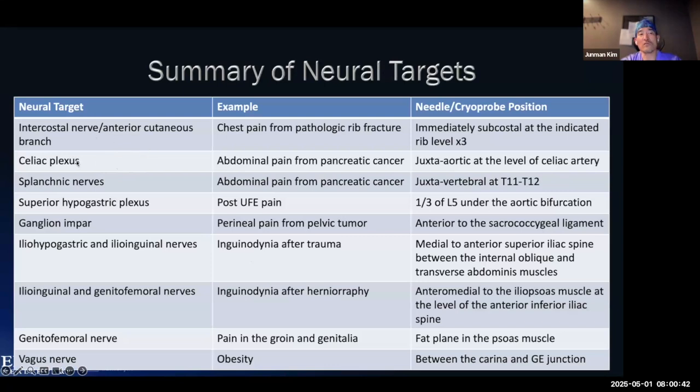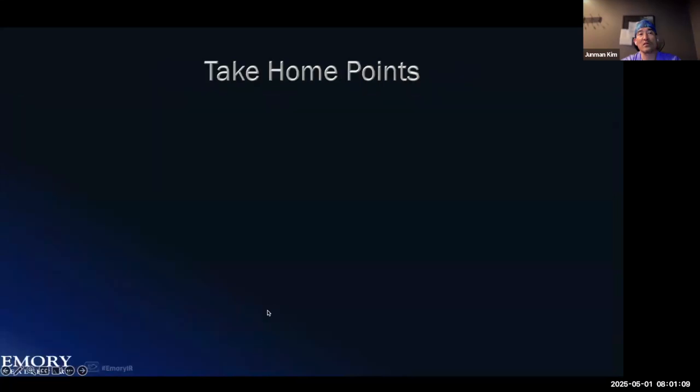Can do intercostal, celiac plexus. We rarely do splanchnic. We do a lot of these. Superior hypogastric plexus for post-UFE pain. Ganglion impar, which is a difficult name for presacral. Sometimes we do iliohypogastric, ilioinguinal for inguinal pain. Pain in the groin, genitalia, sometimes vagus nerve for obesity.